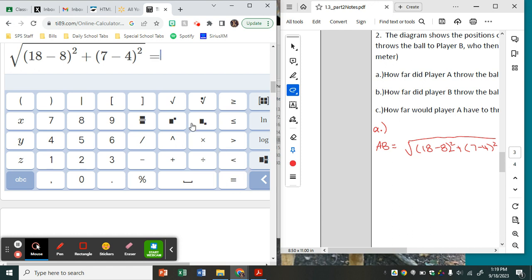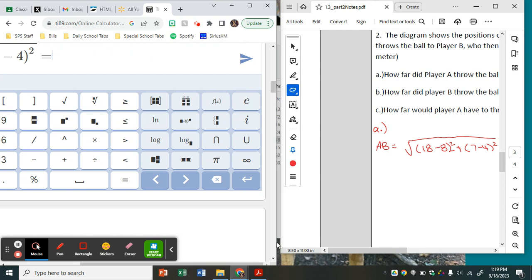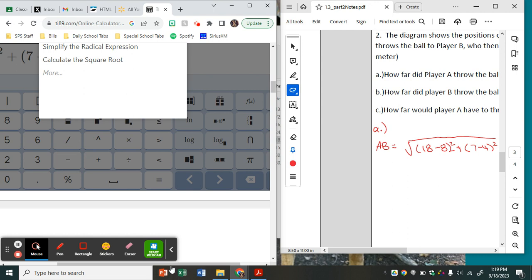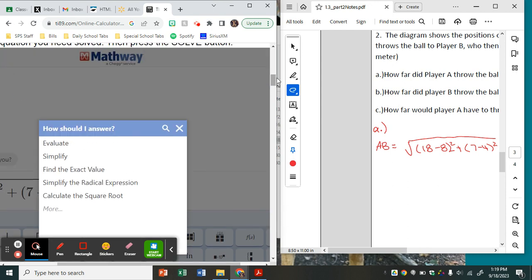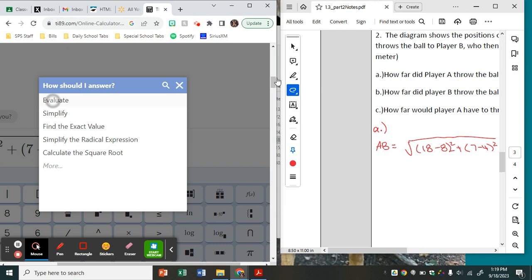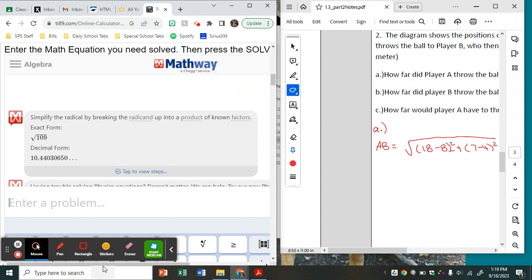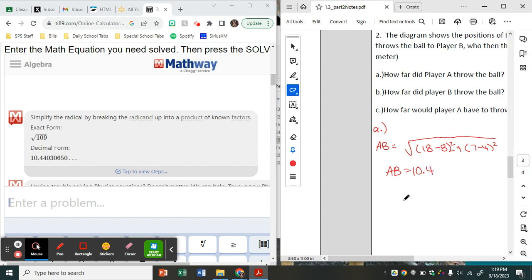And if I scroll over here, let's see, hit the send button. Do this to evaluate it. So here's my decimal form, this is 10.4. Okay, I don't actually love this online calculator, but for right now, showing you guys, it's the best we can do. So that's AB, right? We wanted to round to the nearest tenth of a meter.